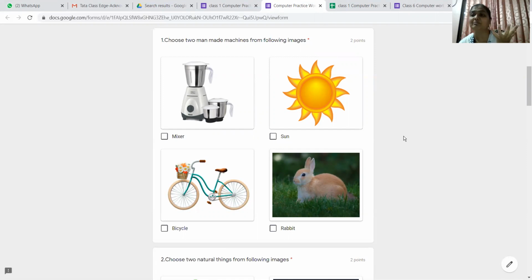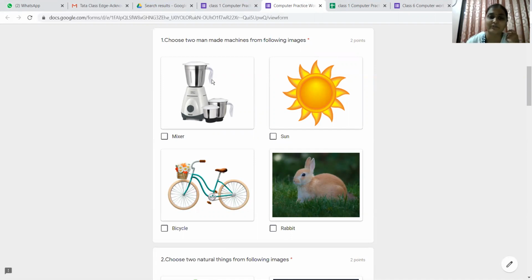So man-made machine means what? The machine which is made by a man, a person, इंसान, किसी इंसान ने वो machine बनाया है. Those machines are called man-made machines, right? And natural thing means which comes automatically, maybe God has created for us, right?